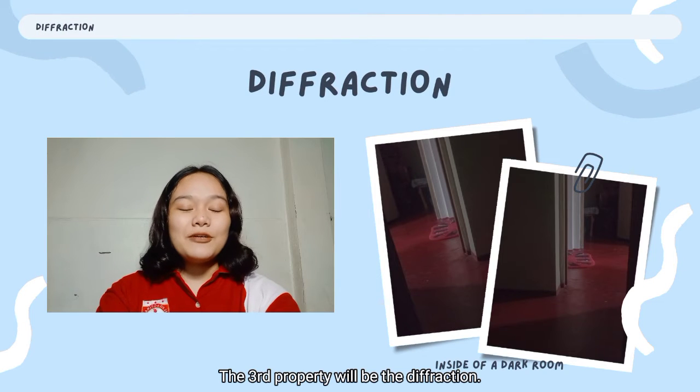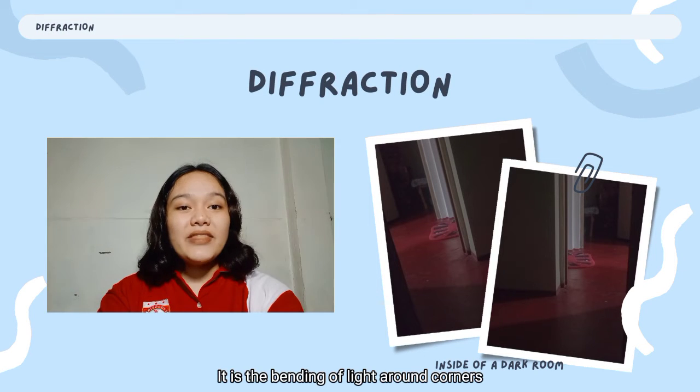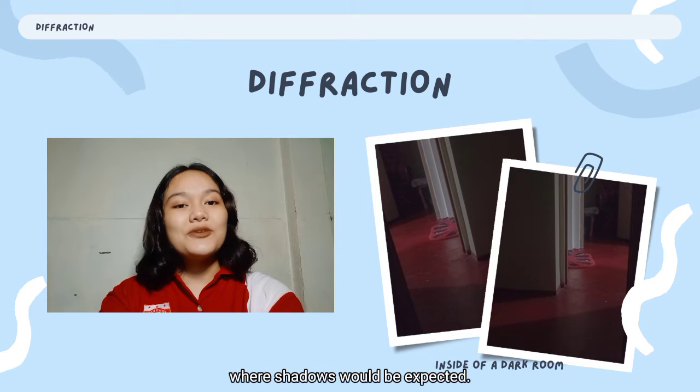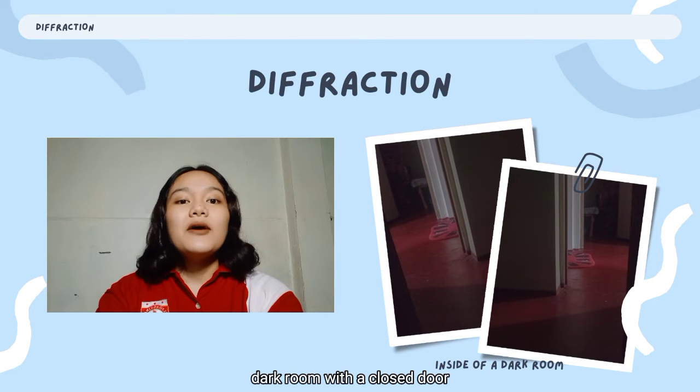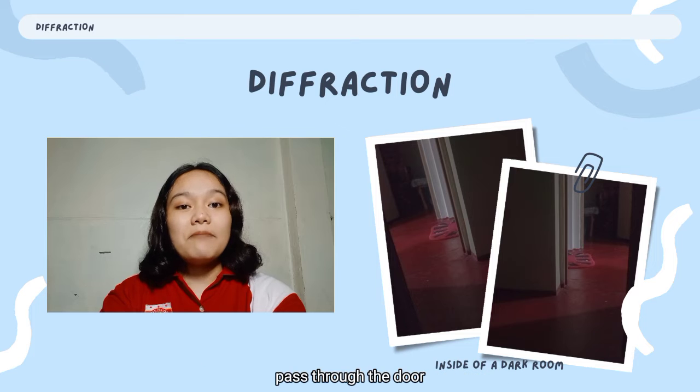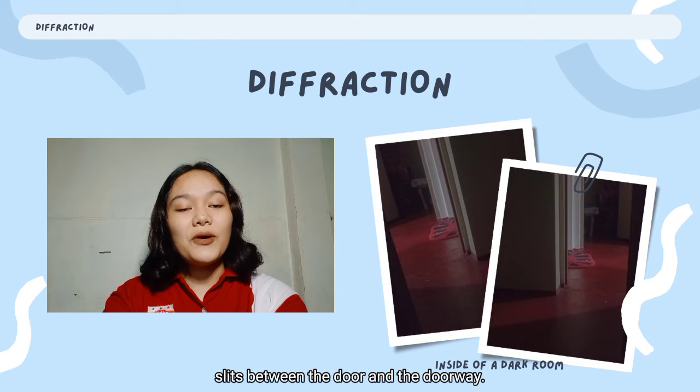The third property will be diffraction. It is the bending of light around corners that spread out and illuminates areas where shadows would be expected. An example of this is when you are inside of a dark room with a closed door where you can see the light from the other side pass through the slits between the door and the doorway.